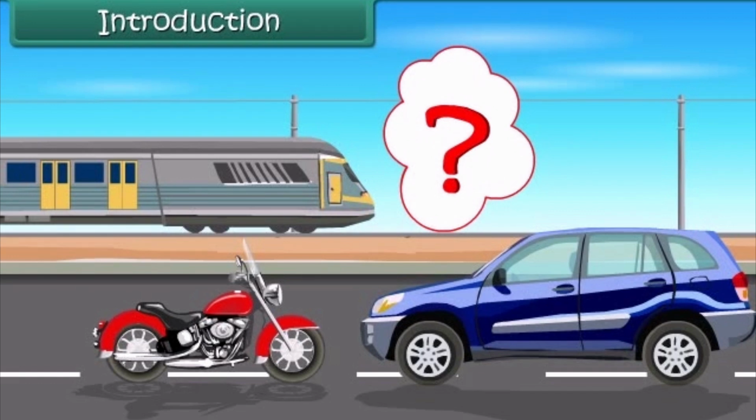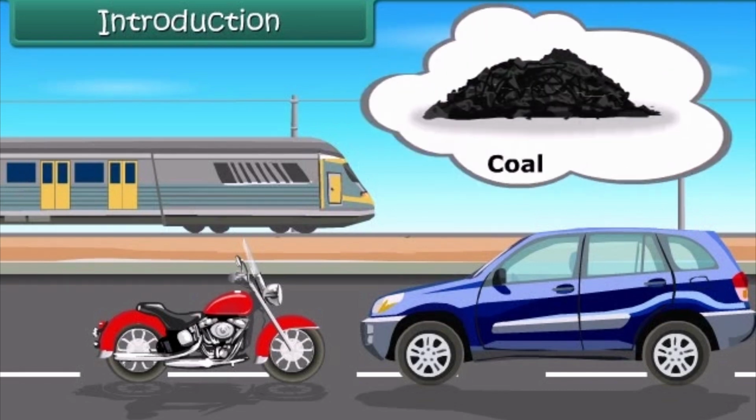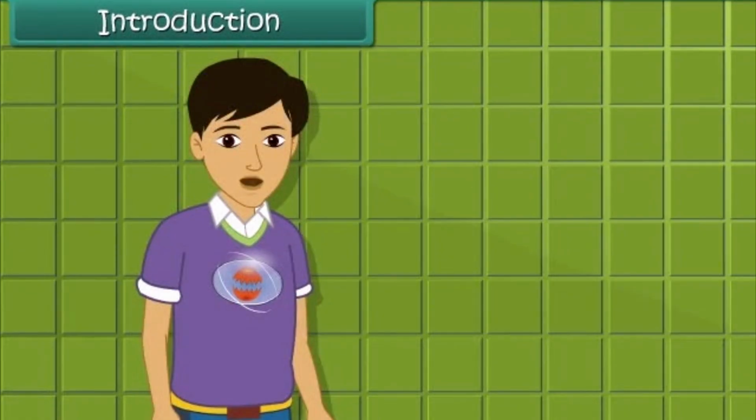Yes, they get their energy from fuel. The fuel can either be coal or a petroleum product. They provide energy for vehicles to move. In this module, we are going to learn more about these natural energy resources.